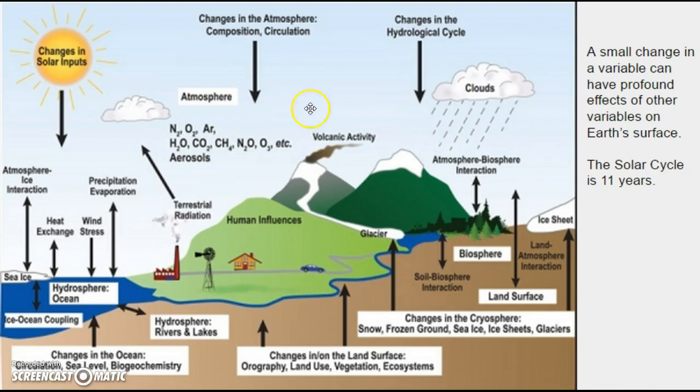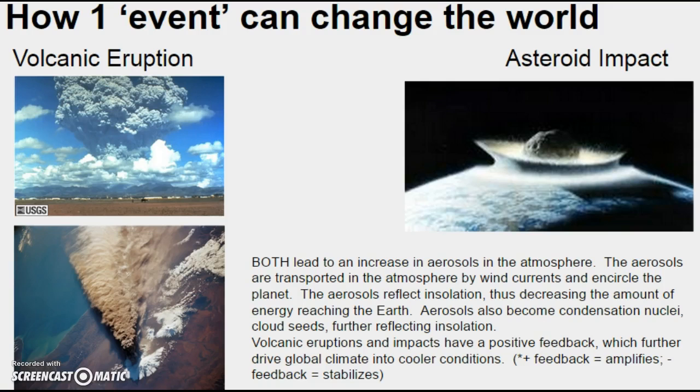Here we have a picture that puts a lot of different processes together, showing that a small change in any variable can have a profound effect on other variables of the Earth's surface. And here, an idea that the solar cycle is every 11 years, and it can have mild changes in how much energy it drives towards the Earth.